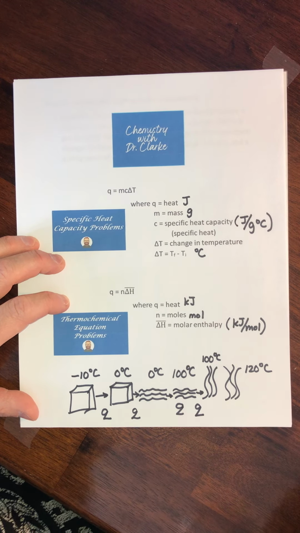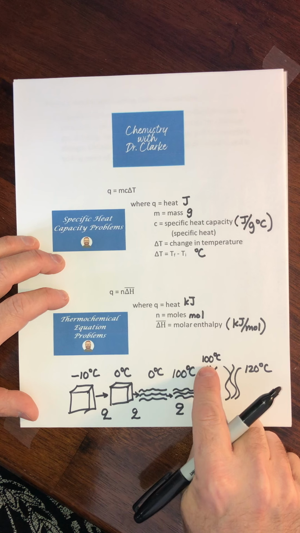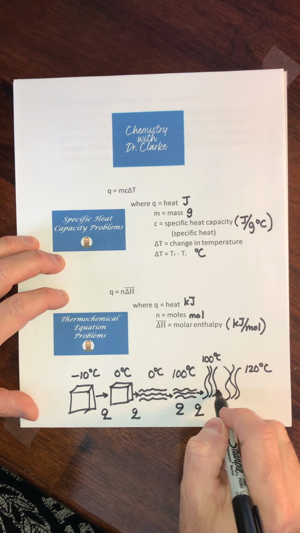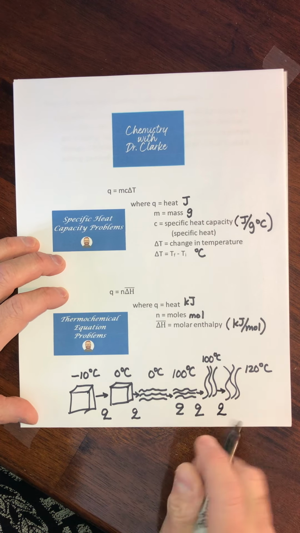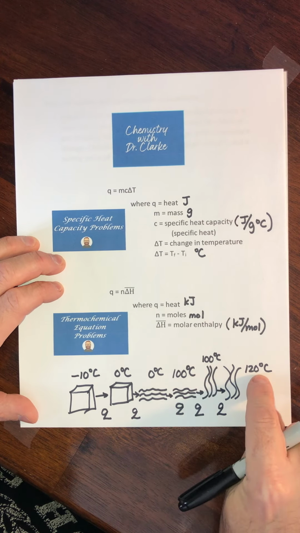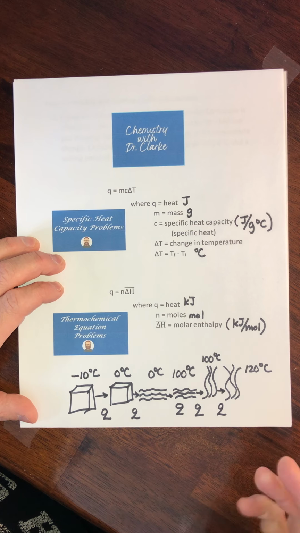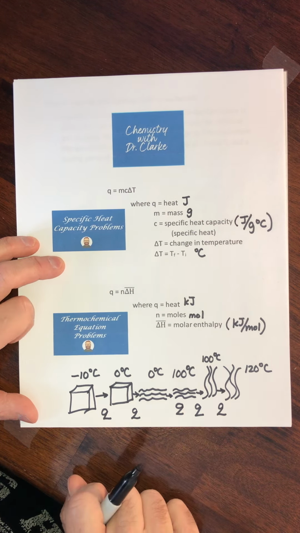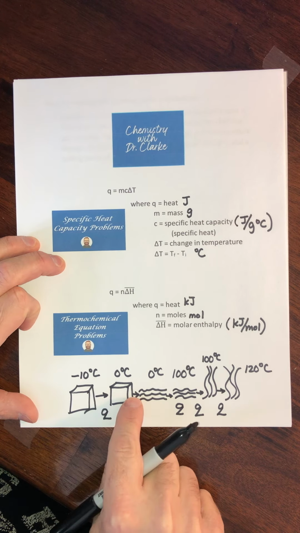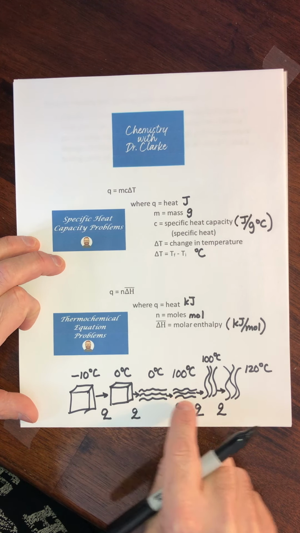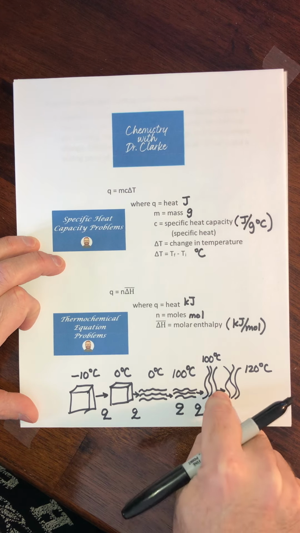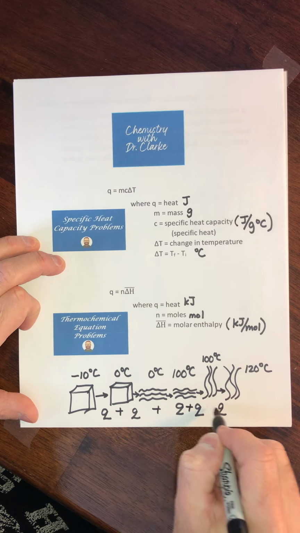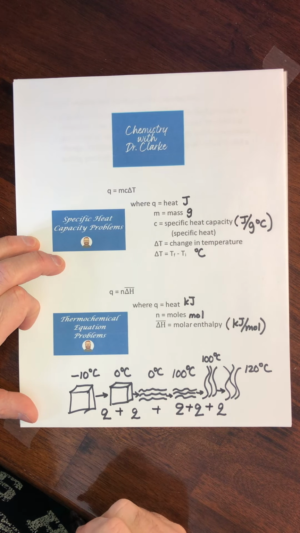Now, in this particular problem, I don't want 100 degree steam, I want 120 degree steam. So again, I'm going to have to put some heat in to make the temperature rise from 100 to 120. So for this particular problem, there's actually 5 different places where I'm going to put heat in. Warming up the ice, melting the ice, warming up the water, boiling the water, and then warming up the steam. So in the end, I'm actually going to have 5 different heat values that I'm going to add together.